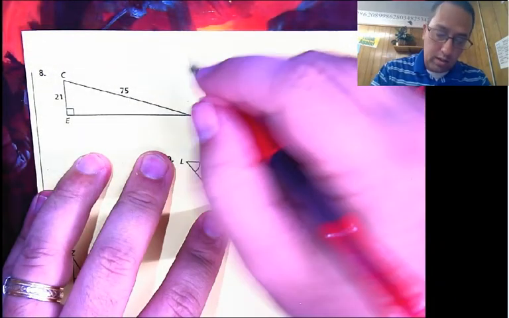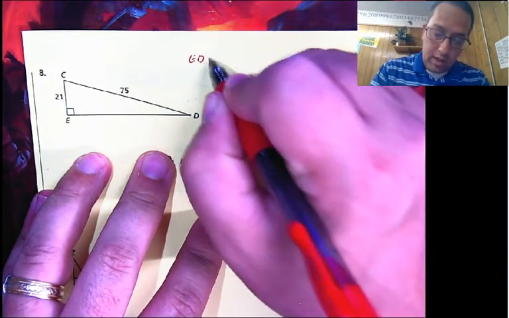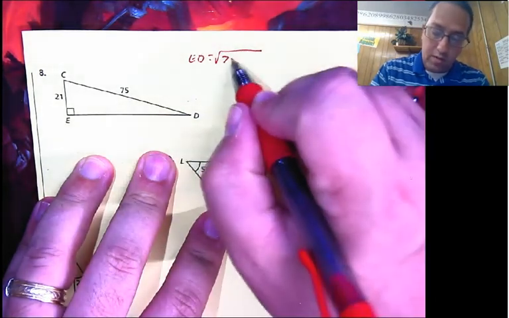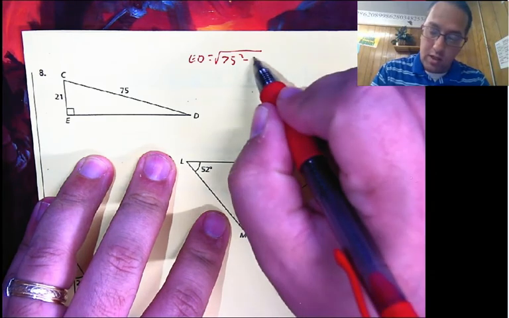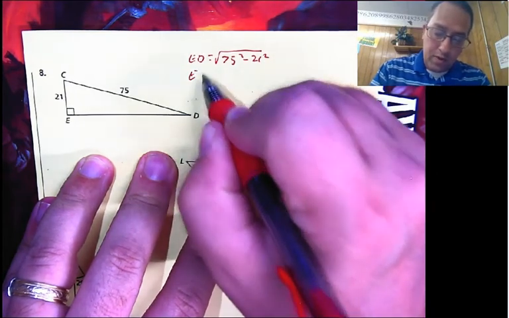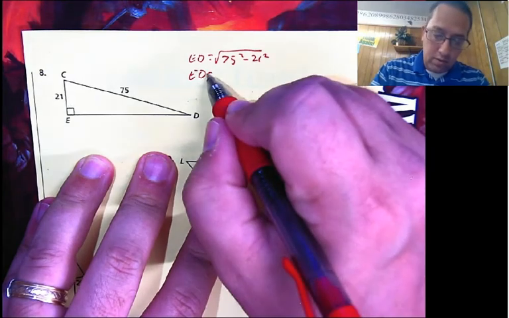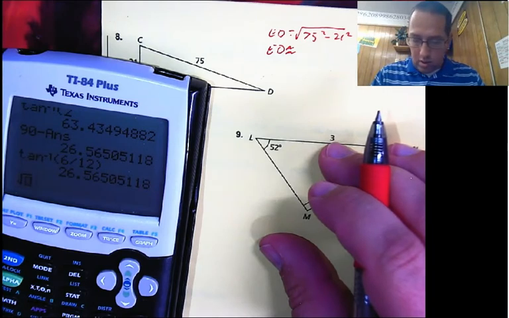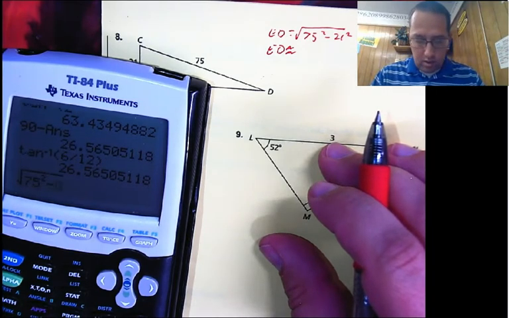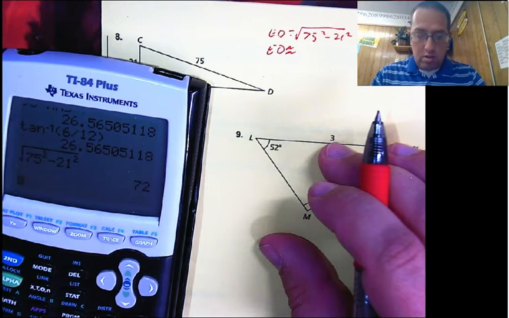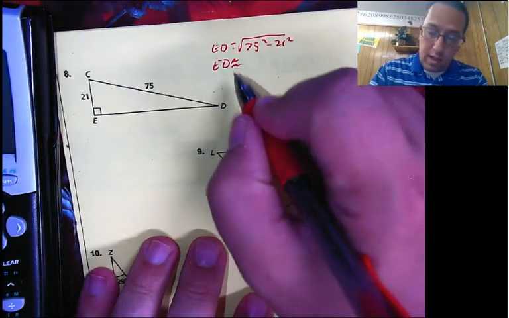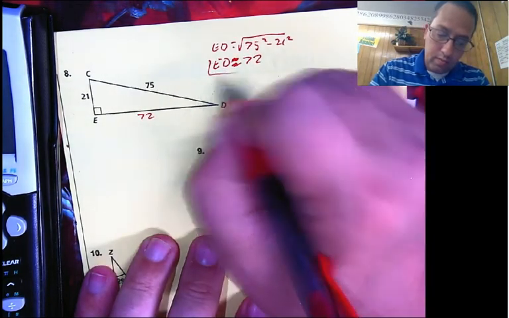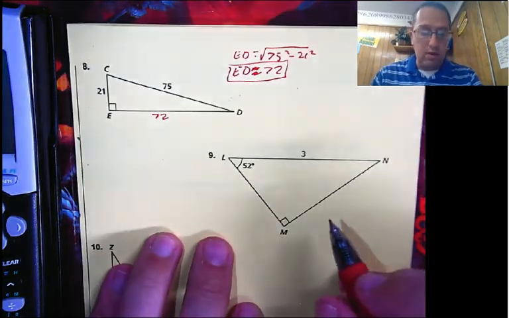So let's do that. So the length of ED is equal to the square root of, now this time they gave us the hypotenuse, so it's going to be 75 squared minus 21 squared, which means ED is equal to approximately square root of 75 squared minus 21 squared, 72. Not approximate, exactly 72. That's always nice. Pythagorean triple right there.